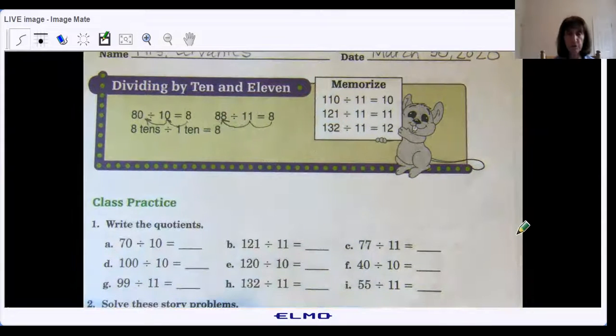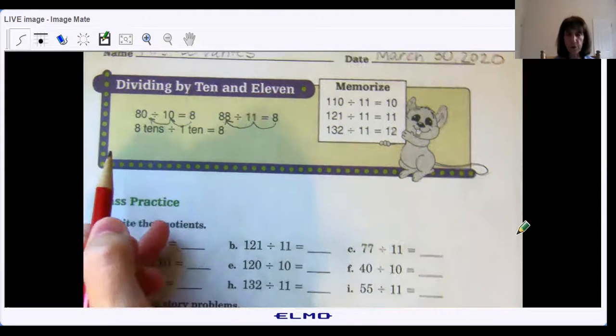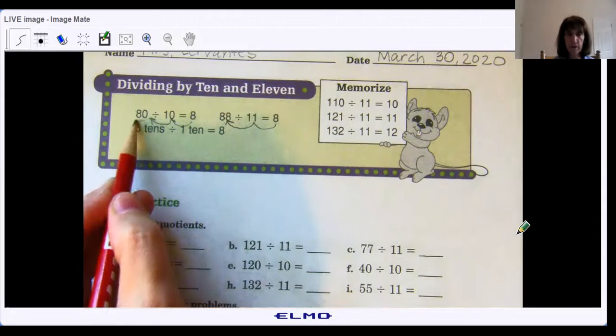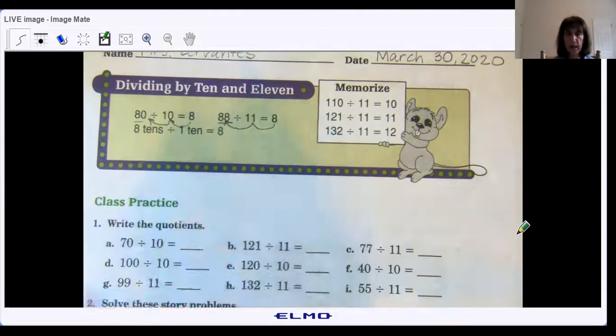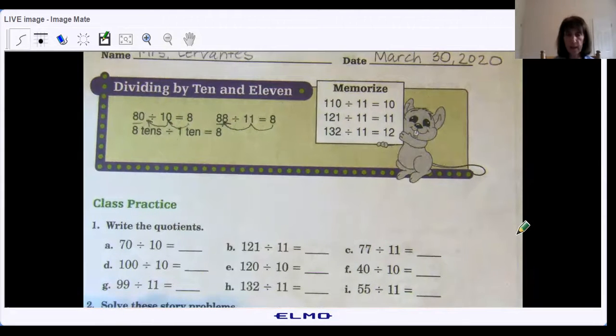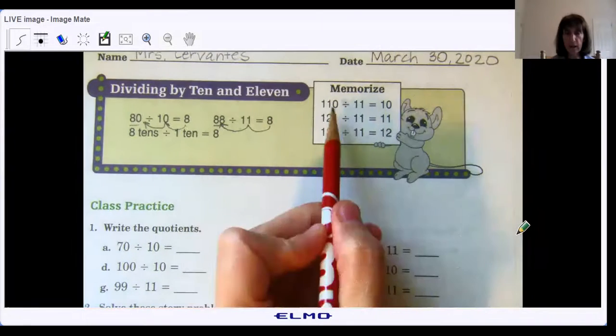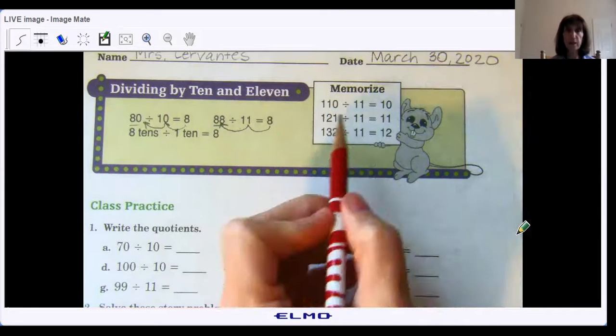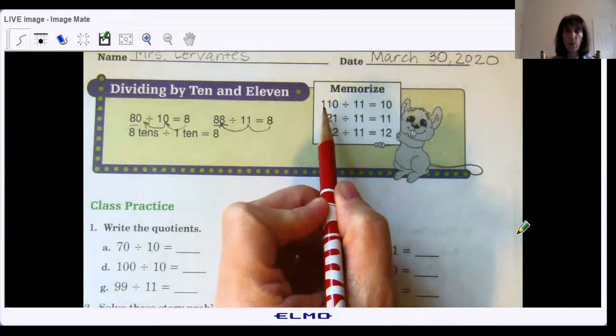All right, when you're dividing, don't forget the larger number is on the left side. A lot of you forget to do that. So 8 tens divided by 1 ten is 8 tens. Look at the little box of the mouse. You need to memorize that, but I know you know it already.